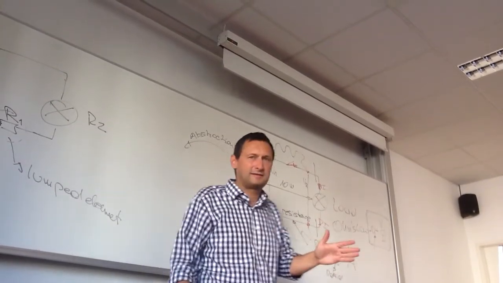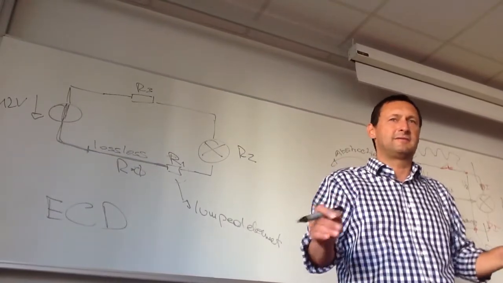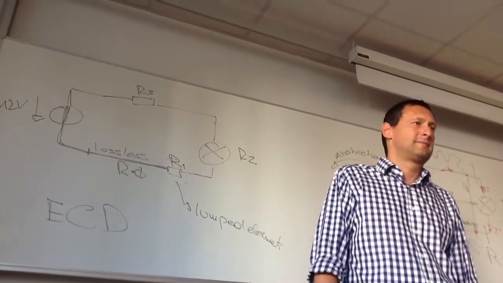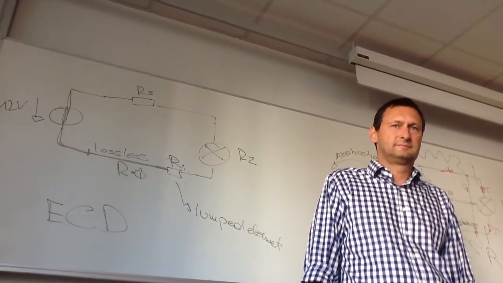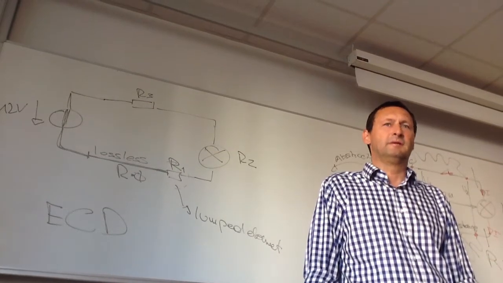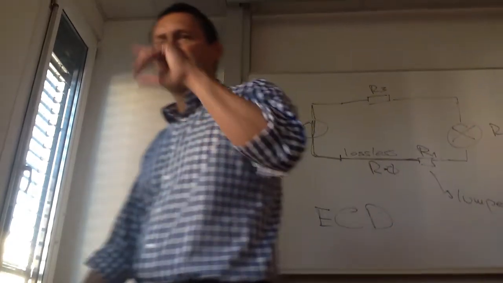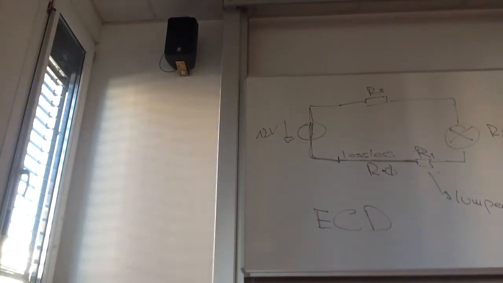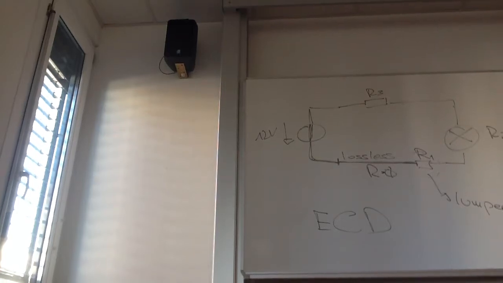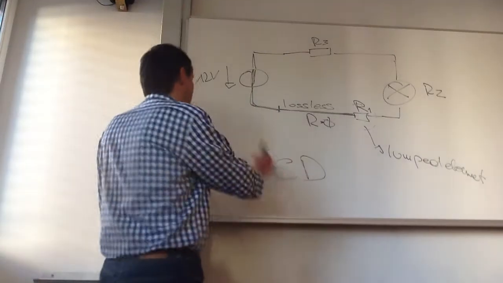So every practical circuit has practical wires, and every practical wire has a resistance. So in electrical circuits we add resistance if we want to drop the voltage, right? Yeah, that's one main purpose of a resistance in an electronic circuit. You can drop voltage. ECD stands for what? Equivalent circuit diagram.